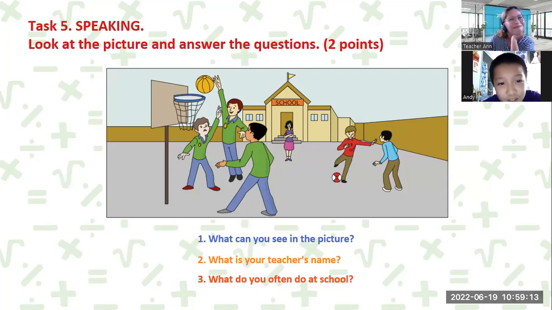I see children playing basketball and playing football. Very good. I see children are playing basketball and football, because there are many children. Okay, Andy? Do you understand, teacher? Do you understand me, teacher Anne? Okay, yes, teacher. Okay. Two, what is your teacher's name in the school?